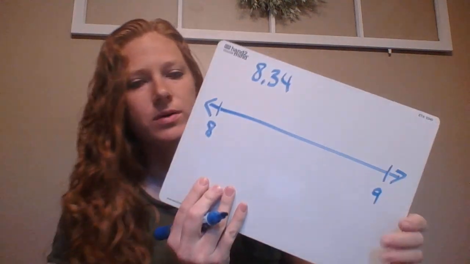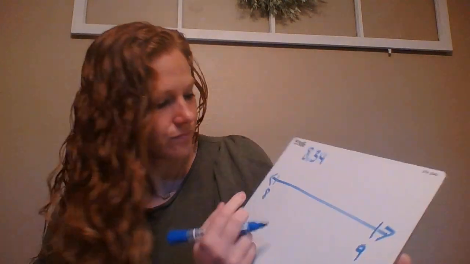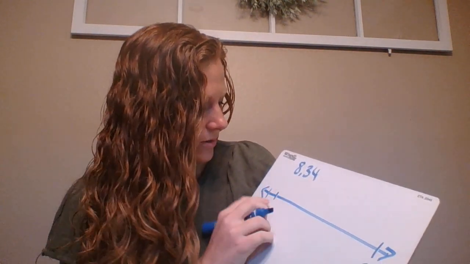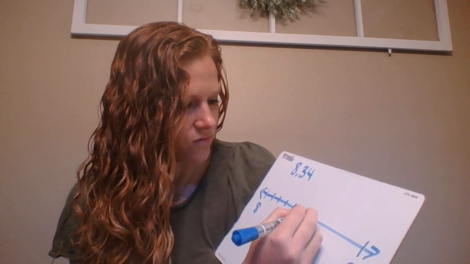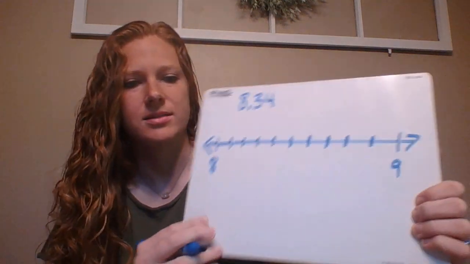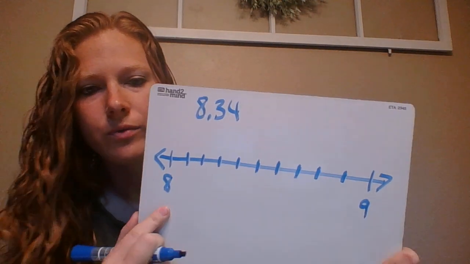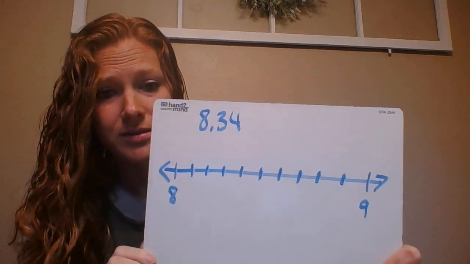So it should be between 8 and 9, and then you separate it by 10. So 1, 2, 3, 4, 5, 6, 7, 8, 9. Like I said, that would be 10 tenths. So you show me where we would plot 8 and 34 hundredths.